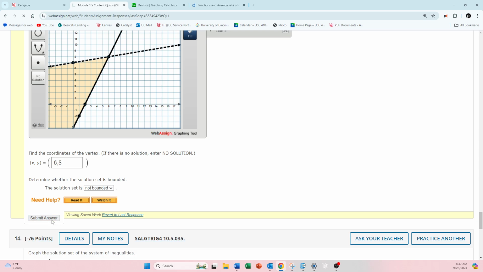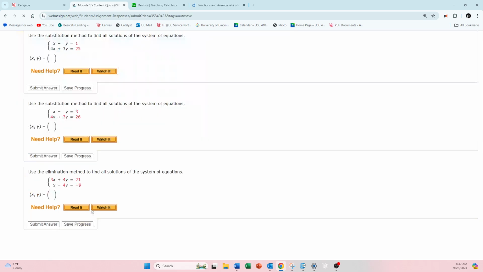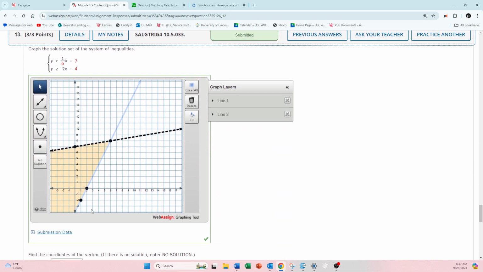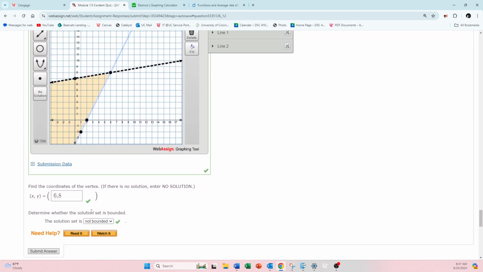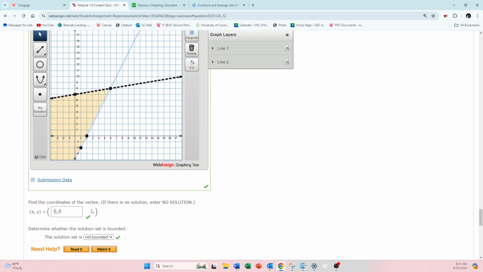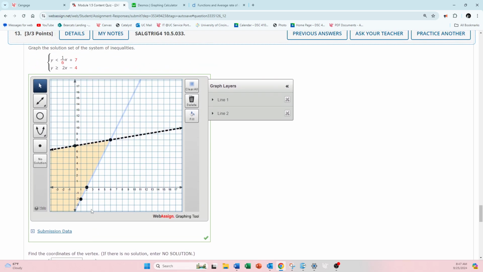We'll just double check to make sure everything's good there. Hopefully that little walkthrough is helpful. The graph is good. Vertex is good. It is not bounded. That's correct. So hopefully that little walkthrough helps you on how to get these things graphed correctly. Okay, talk to you soon.